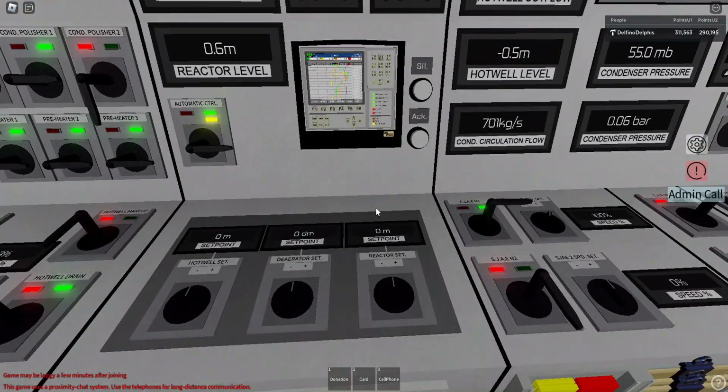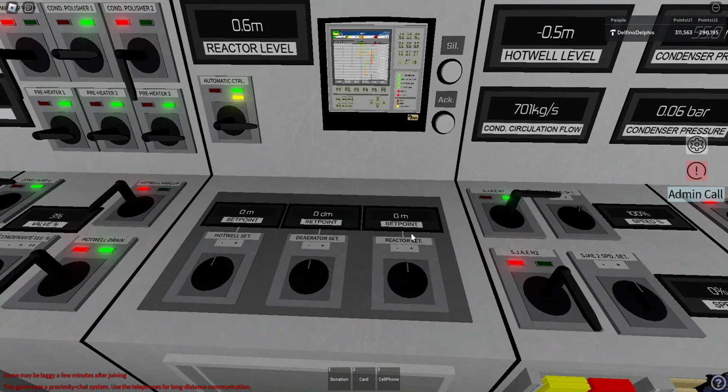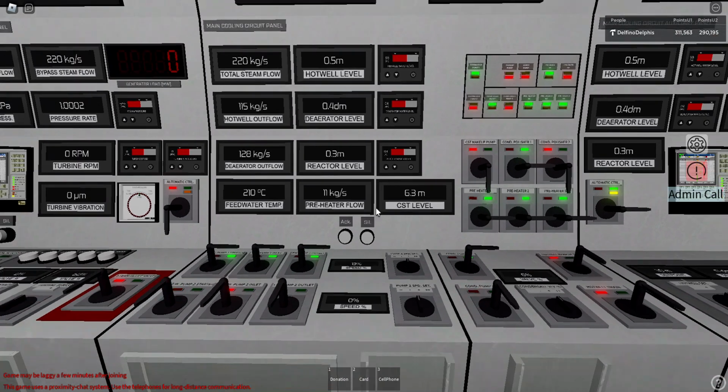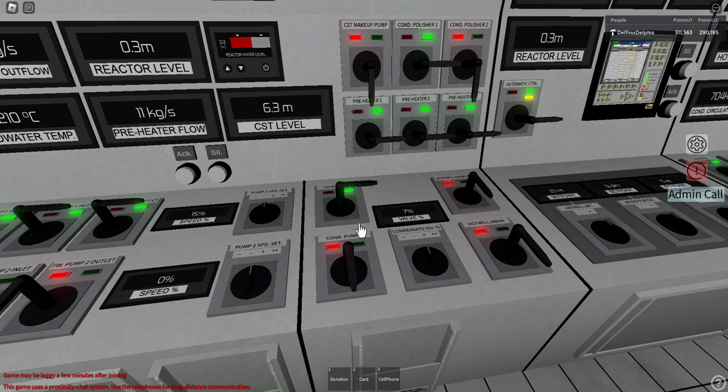Here are the set points. Everything is set at 0. If you want, for example, to have 1 meter in the hot well, why not? You can put the set point here. It's just 1 meter above the optimum. If you for some reason want to have more water in the system, no problem. The auto control should manage to do it in a moment by changing the valves here.